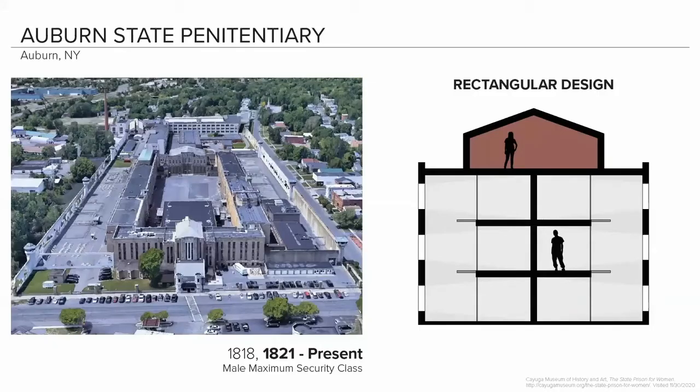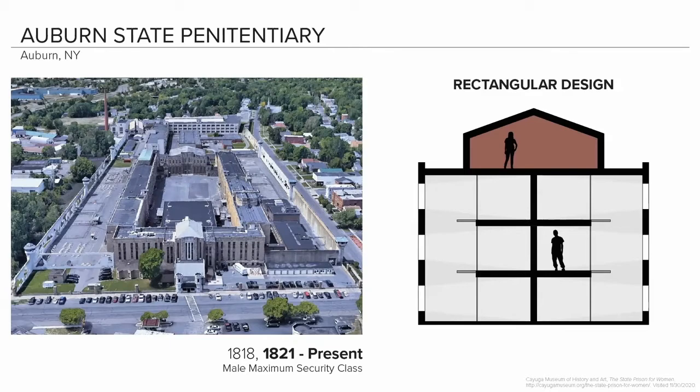We first see the Auburn plan realized at the Auburn State Penitentiary in New York. Prior to the Auburn system coming to this prison, we had a one-room jail which housed men, women, and children. But in 1821, the Auburn system of the rectangular prison was built on this site. Similar to the Eastern State Penitentiary, we now see women being separated from men, but in a different way.